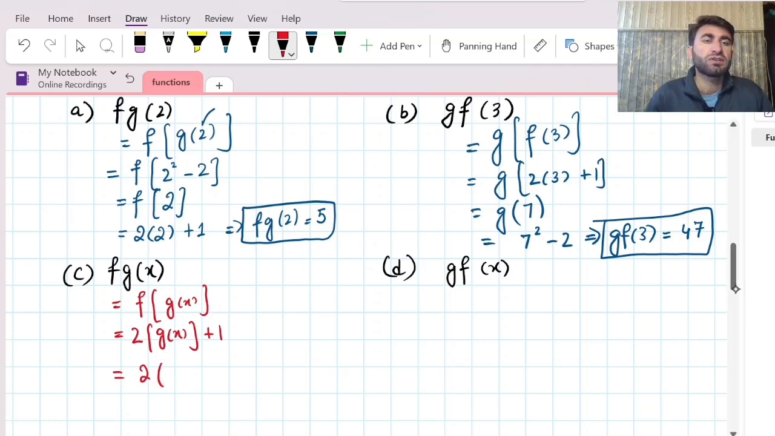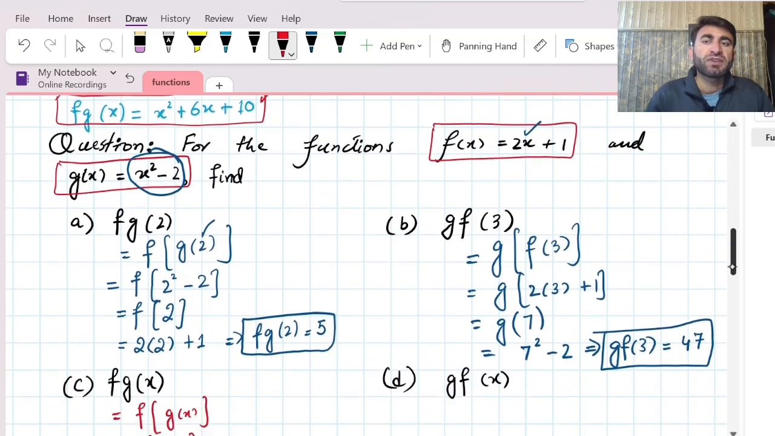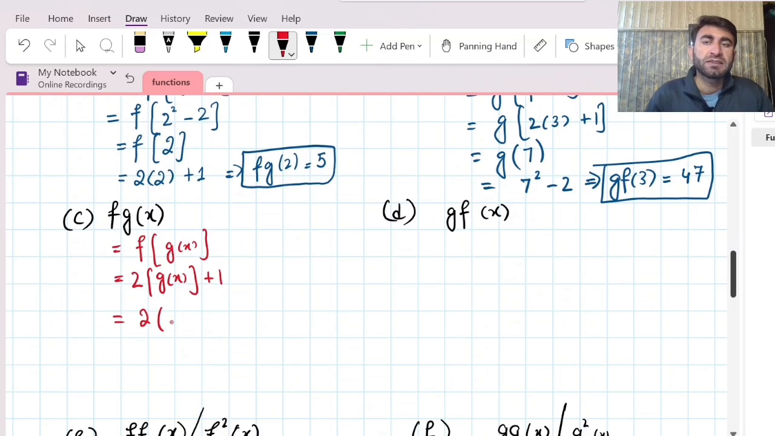g of x equals x square minus 2. So we replace it over here: 2 times x square minus 2, plus 1. Now expand it and it will become 2x square minus 4 and then plus 1, and the result will be 2 times the square of x minus 3. So that is the value of general composition f∘g of x.